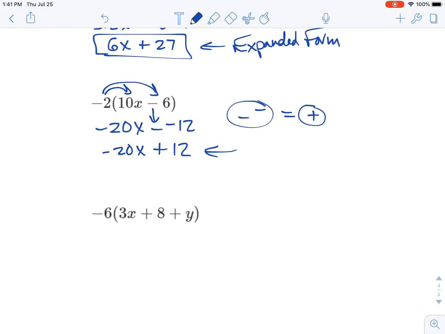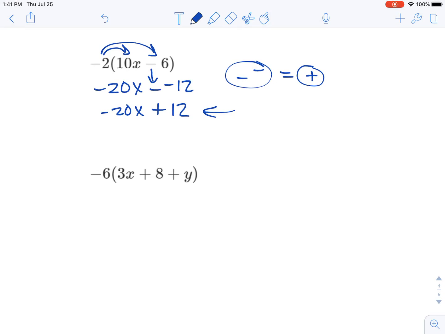For the last one here, we just have multiple things inside, more than 2. We've got 3 now. This is called a trinomial versus a binomial because there's 3 pieces. So we're going to do the same thing, just going to multiply negative 6 into everything. So negative 6 times 3x would be negative 18x. Negative 6 times a positive 8 would be plus a negative 48, or we can just do a minus 48. It's the same thing. And then negative 6 times y would be a negative 6y.